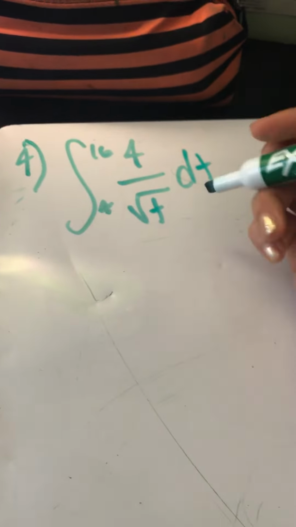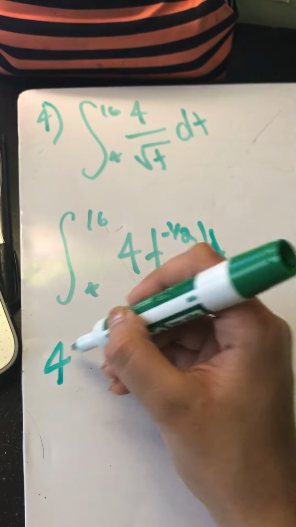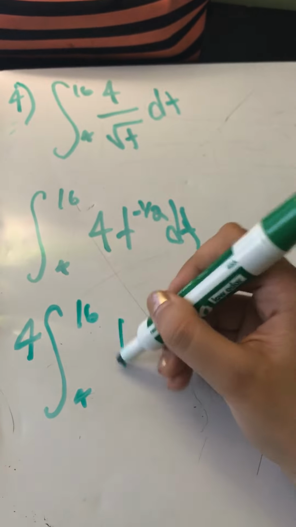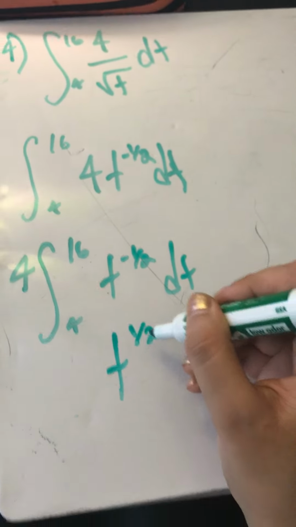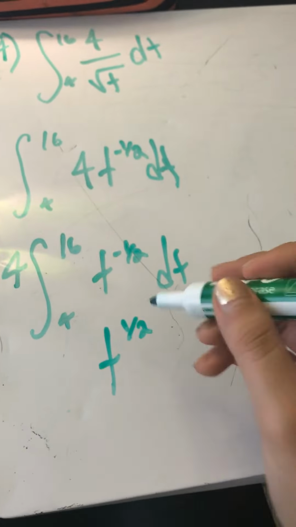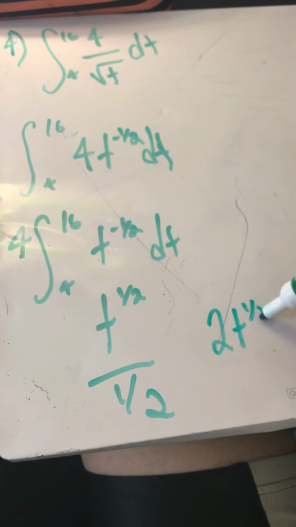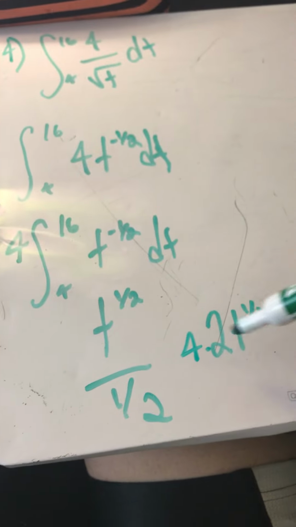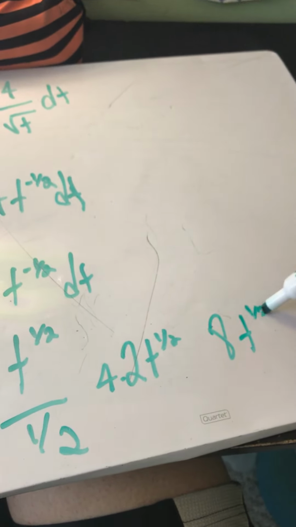So it's going to be the integral from 4 to 16 of 4 t to the negative 1/2 dt. From there, you can just take the 4 out to make it easier. Now all you're going to do is add 1, so you get t to the 1/2, and then divide by the new 1/2. So it's basically 2 t to the 1/2, and since there's a 4 outside, times 4. So your final integration answer is 8 t to the 1/2.